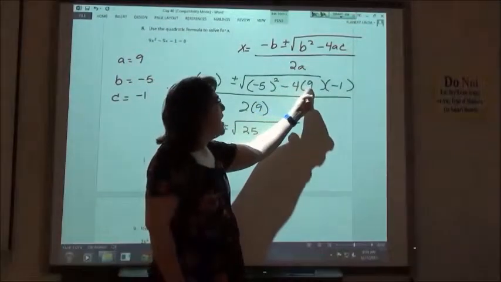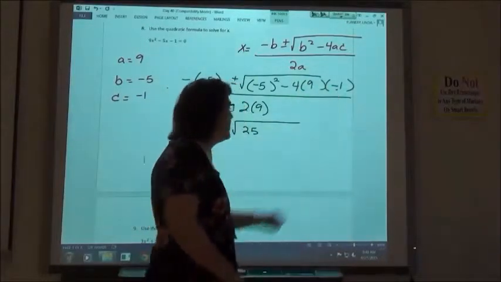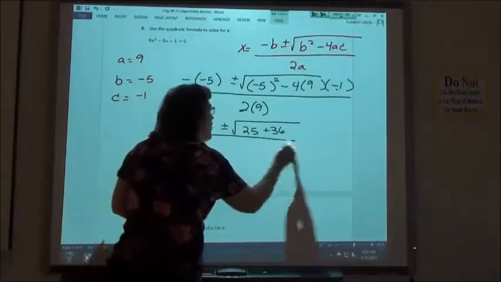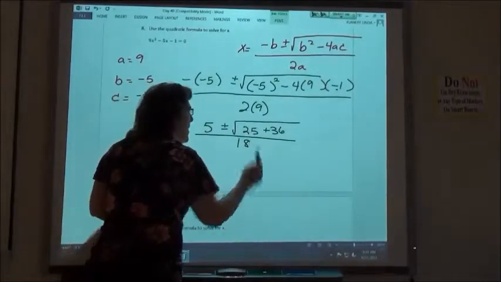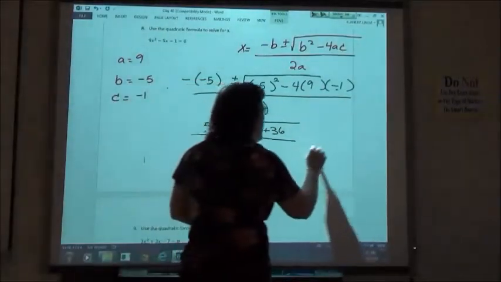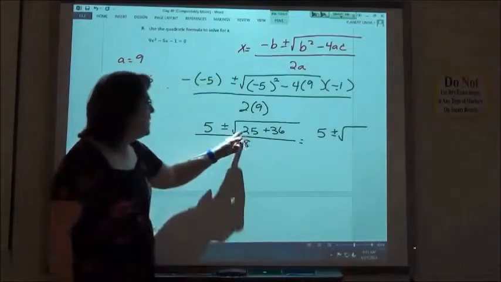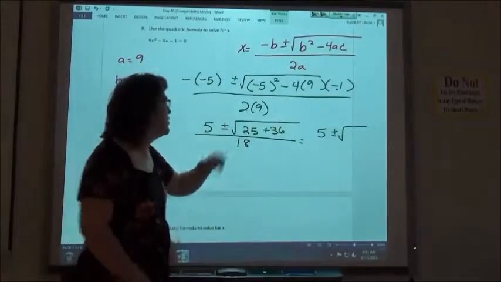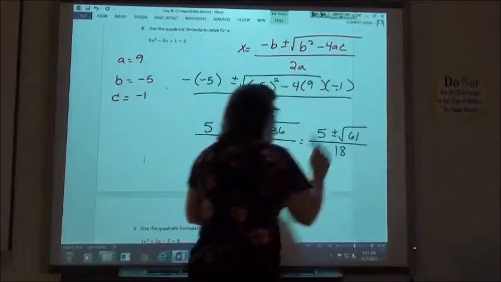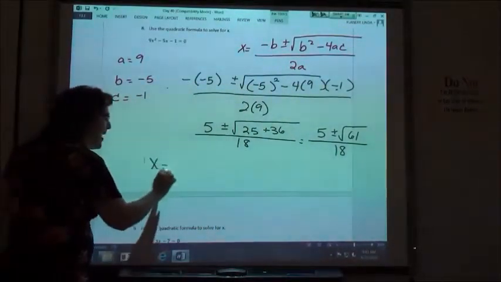Negative 4 times 9 would be negative 36. A negative 36 times a negative 1 is going to be positive 36 then. Over 2 times 9, 18. So on this one here, we're going to add. We're going to get 5 plus or minus the square root of 25 plus 36, which would be 61, all over 18.